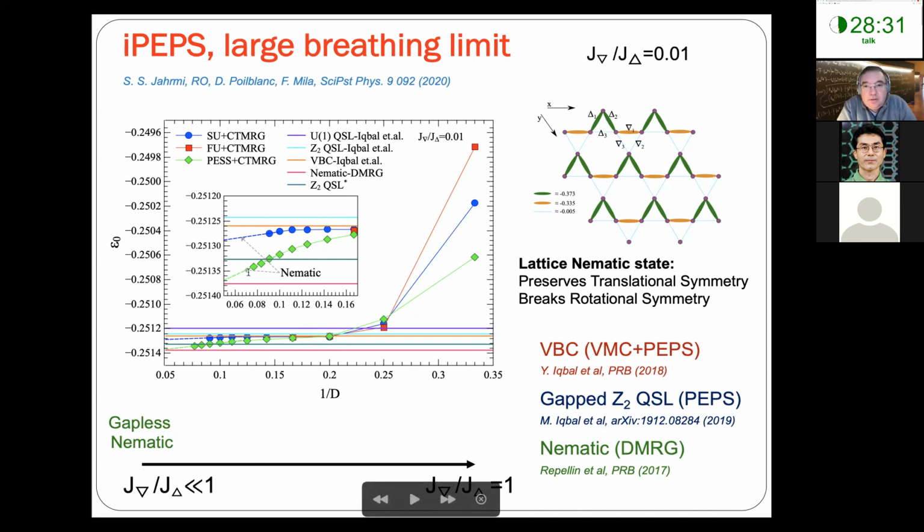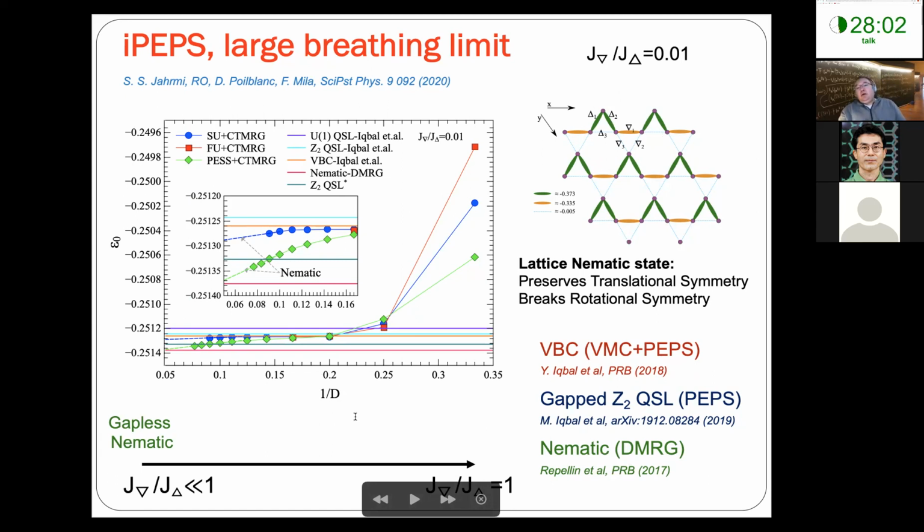We do the extrapolation, and that's exactly what we find. We find this type of structure in the ground state. It's a lattice nematic state. It preserves the translational symmetry along one direction. Well, actually along both directions, but you can see that they are pretty different, because it breaks precisely rotational symmetry. So there are different types of bonds right here, and this is exactly the phase that we predict, and it's very much compatible with, if not the same as, the one predicted by the DMRG result.